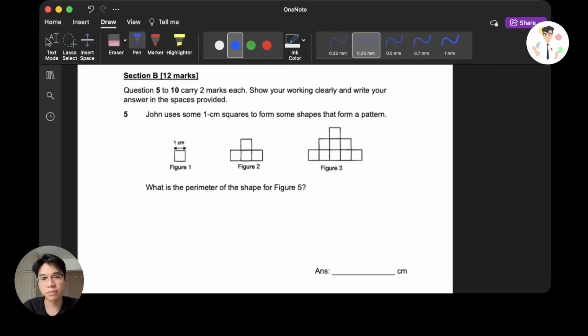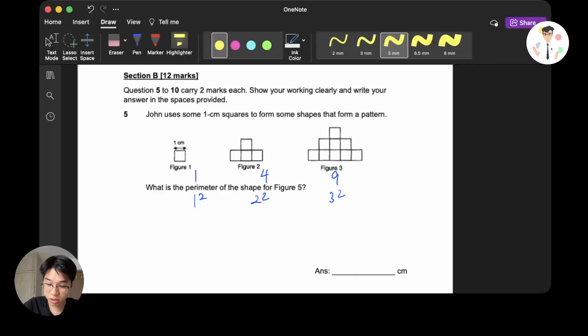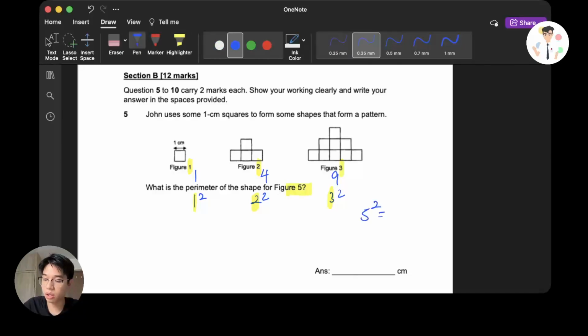What do I mean by too smart? Some of you immediately recognize something like, oh teacher, figure 1 is 1 square. Okay, I'm doing a wrong example. Figure 1 is 1 square, figure 2 is 4 squares, figure 3 is 1, 2, 3, 4, 5, 6, 7, 8, 9, 9. Teacher, 1, 4, 9 is the perfect square. So it's 1 square, 2 square, 3 square. Teacher, I noticed that this 1 is this 1, this 2 is this 2, this 3 is this 3. So if they are asking figure 5, it will be 5 square, 25. And you put that as your answer.